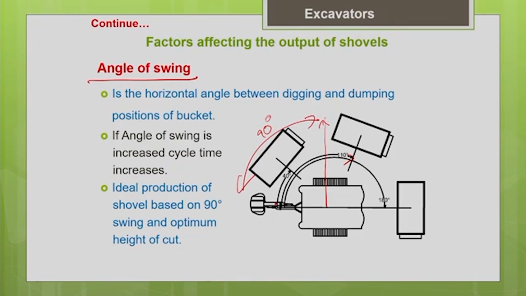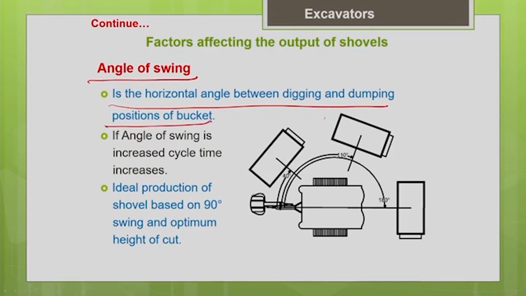As the truck moves far away, your angle of swing will increase. As the angle of swing increases, you can see that your cycle time will increase, and the productivity will decrease. So angle of swing is the horizontal angle between the digging and the dumping positions of the bucket. If the angle of swing is increased, the cycle time increases, you know that.